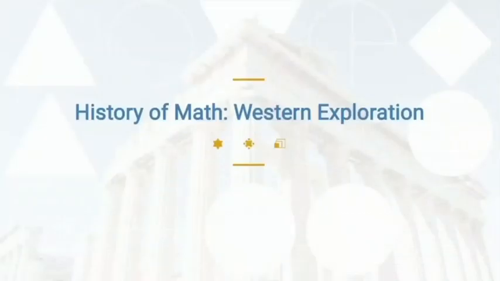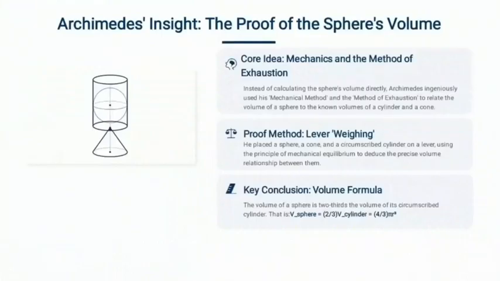Next, I will introduce how the ancient Greek mathematician Archimedes calculated the volume of the sphere. Archimedes didn't attempt a direct calculation, as this would have been extremely difficult with the mathematical knowledge of his era. Instead, he used a very clever and general method involving physics and the lever. Actually, he called it his mechanical method.